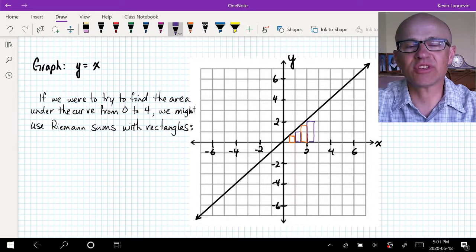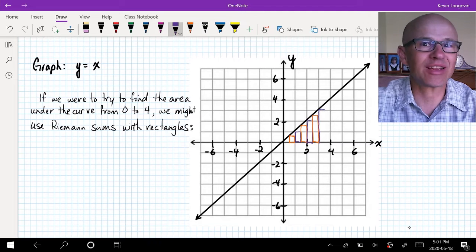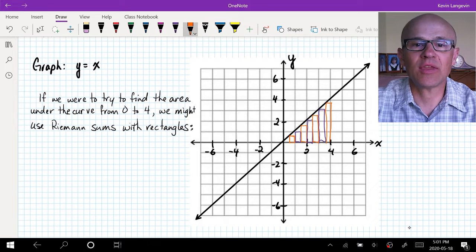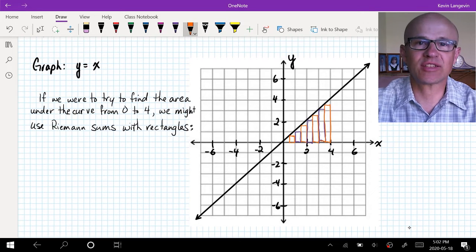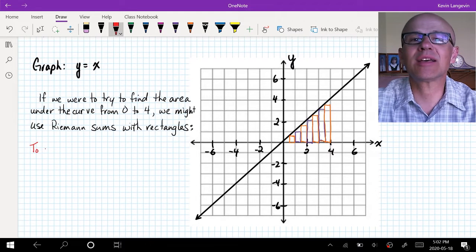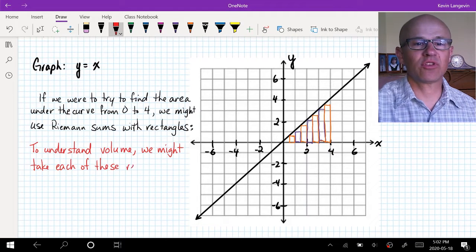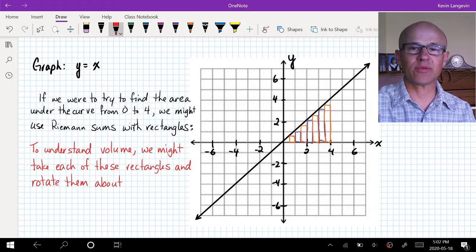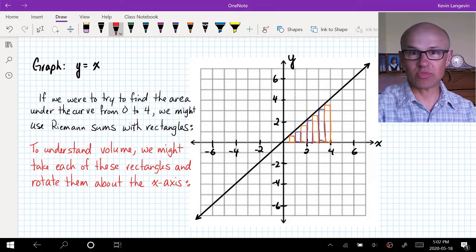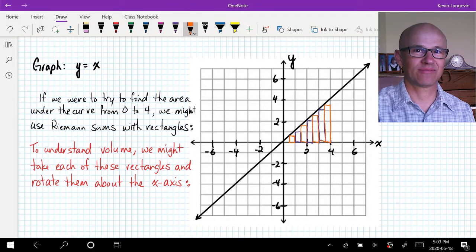So I'm going to demonstrate this by drawing in some of these Riemann sum type rectangles. And then you'll see that when we start to rotate things, each one of these rectangles rotated would become a disk. So to understand volume, we might, as I said, just take these and start rotating them. What shape is it going to make? Go on, say it out loud.